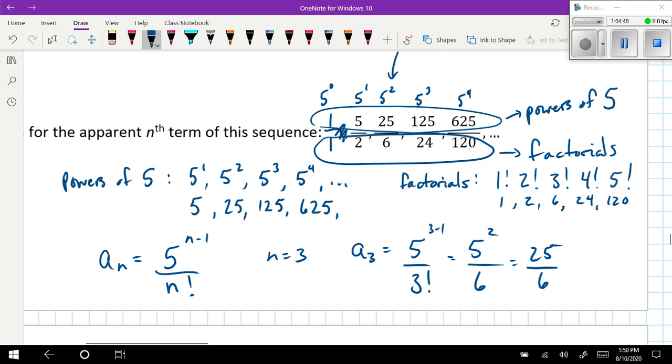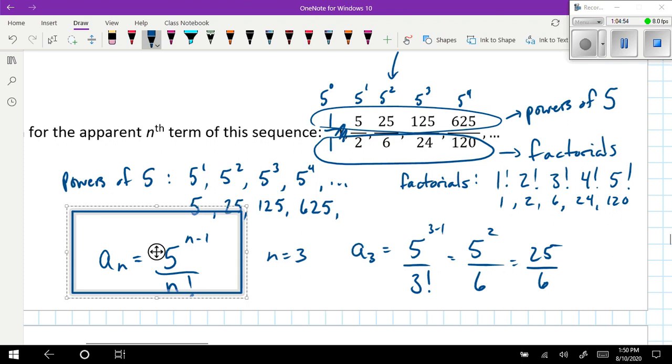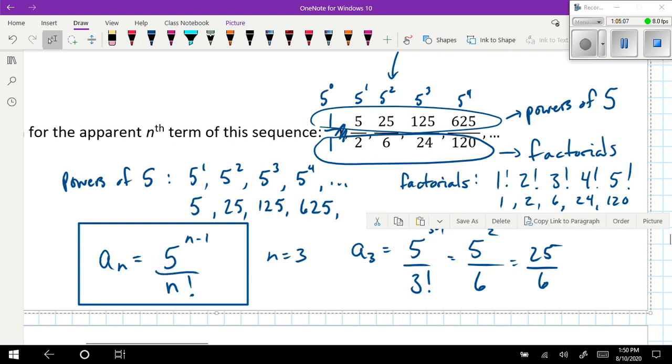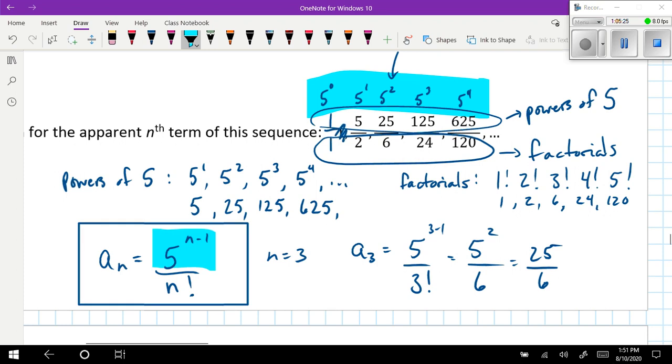And I think there's enough work on the paper to justify what's going on. So we know we're talking factorials on the denominator. We know we're talking about powers of 5 on the numerator. Be careful though, because the exponent on the top is not just 5 to the n. It's 5 to the n minus 1. Okay, so I think that makes pretty good sense. By showing 5 to the 0, by showing this work right here, that really helps me understand that.